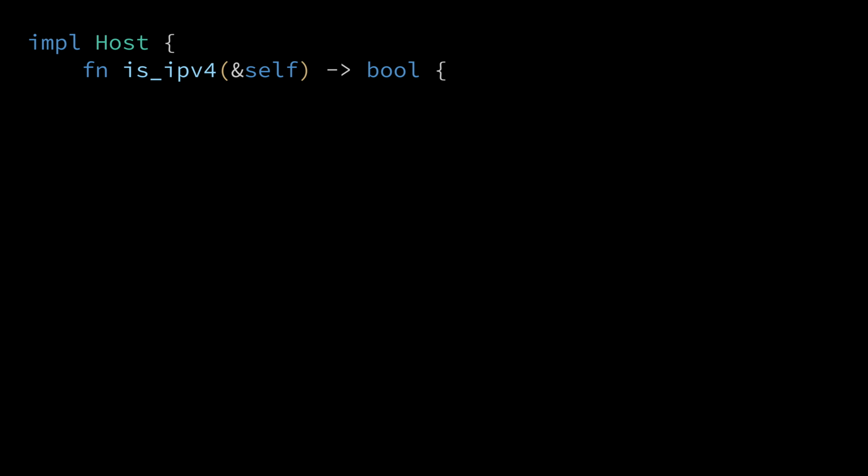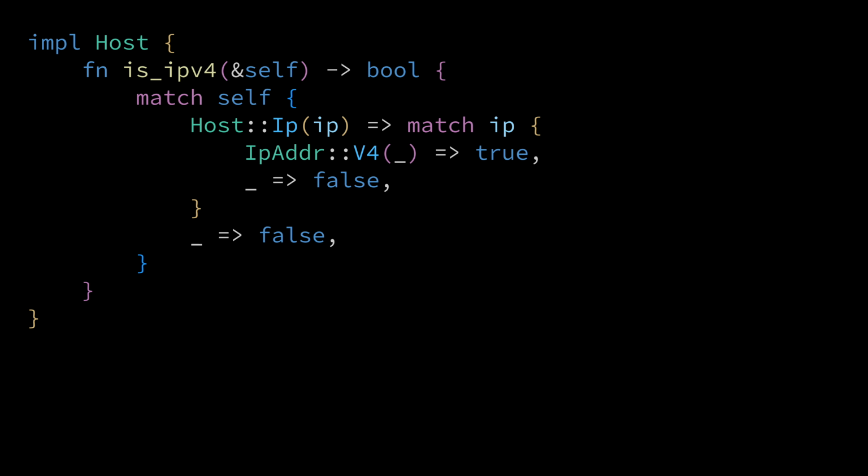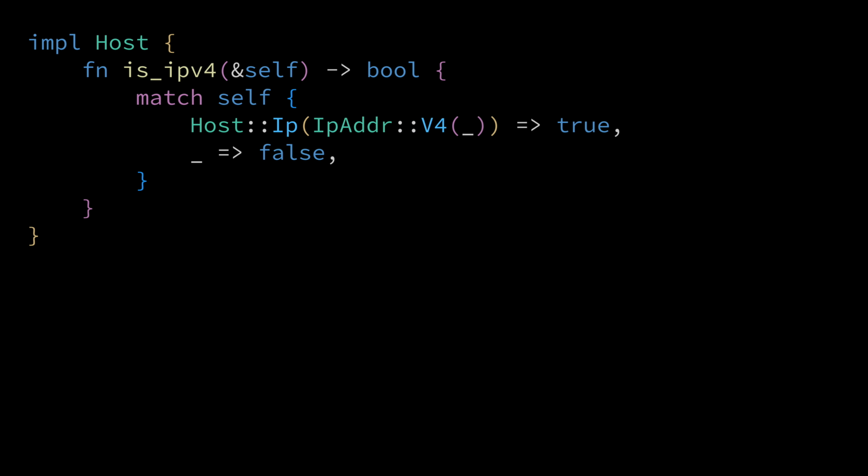What if I want a method on host that returns true if it contains an IPv4 address? Well, I could write it like this. We match on the host, self, and if it contains an IP, then we write a nested match expression to find out if it's the v4 variant. But we don't actually need to write nested match expressions. We can instead write nested patterns. Anywhere in a pattern that you can bind a variable, you can instead write another pattern. So instead of binding the variable IP and then matching on it, we can instead write the pattern with the v4 variant right there. This is another handy trick that you might keep in mind for the practice exercise.